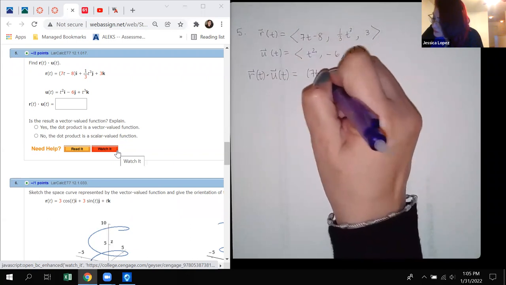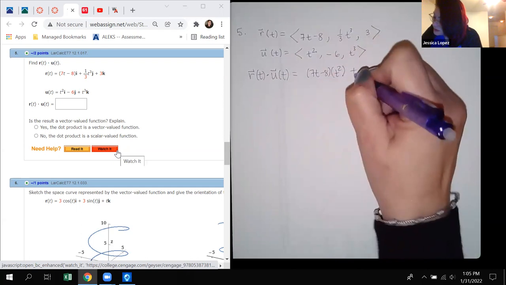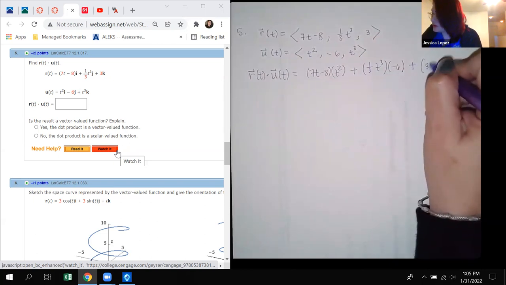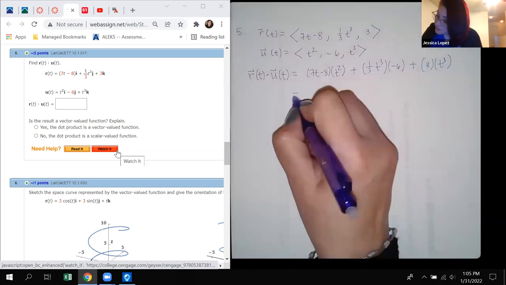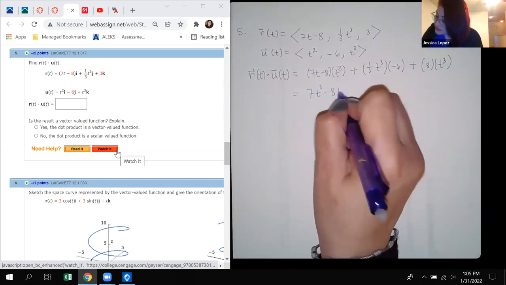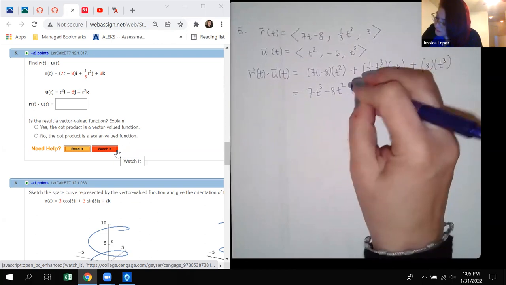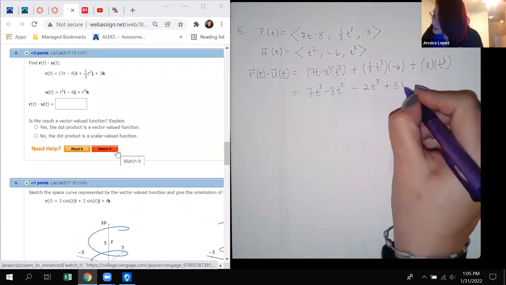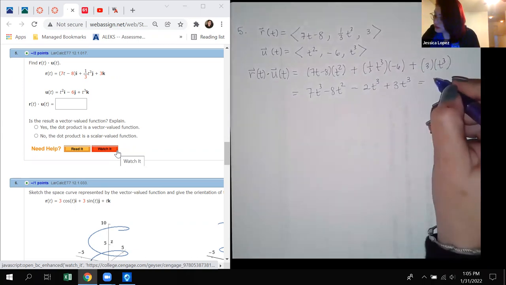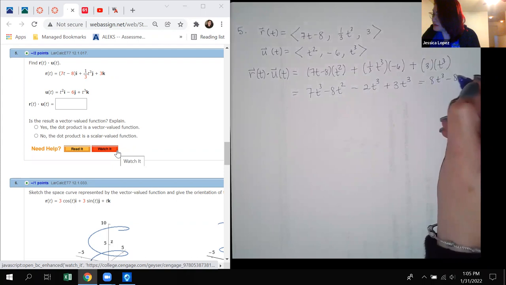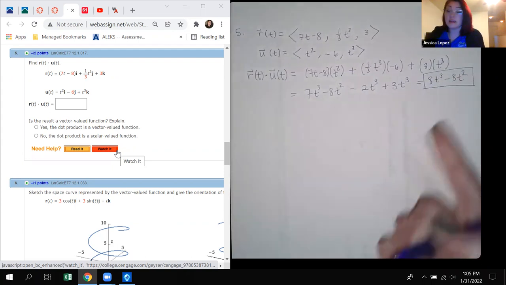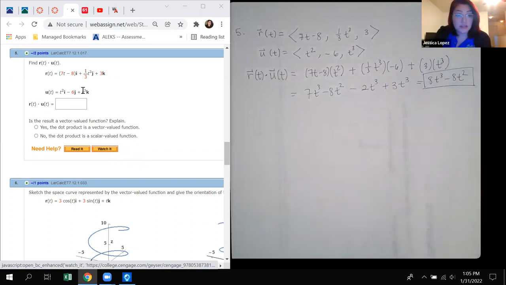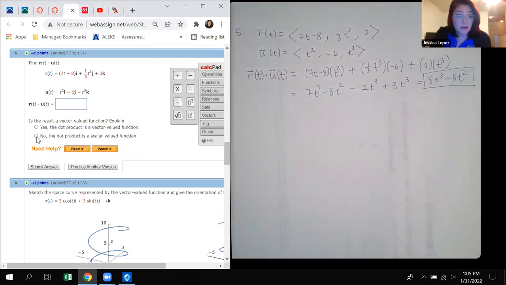So that means 7T minus 8 times T squared plus 1/3 T cubed times negative 6 plus 3 times T cubed. And so then we get 7T cubed minus 8T squared plus, or actually negative 2T cubed plus 3T cubed, which ultimately gives me 8T cubed minus 8T squared. And that is not a vector. That is a scalar valued function.